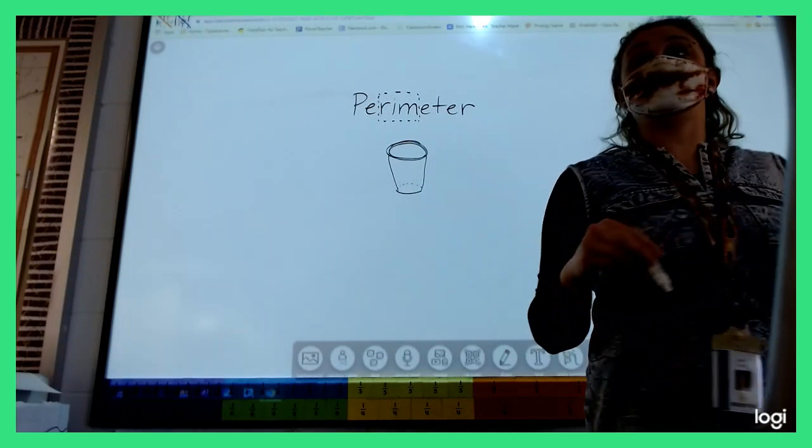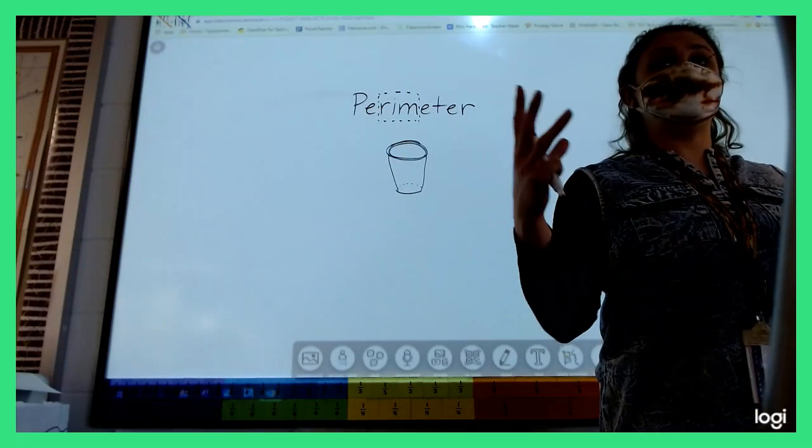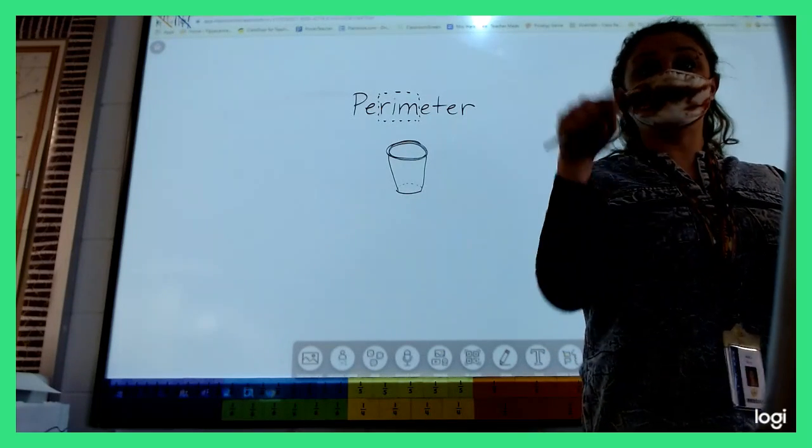Tomorrow we'll also start talking about area. And I know you did a little bit of area last year, but area is the space inside the shape, not the space around.